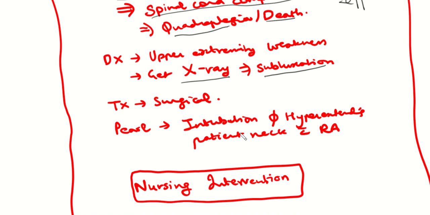Okay. It may show up on the test where we're trying to intubate the patient, and the goal in that patient is not hyperextending the neck of the patient with rheumatoid arthritis. So we don't want to make it worse. Okay.